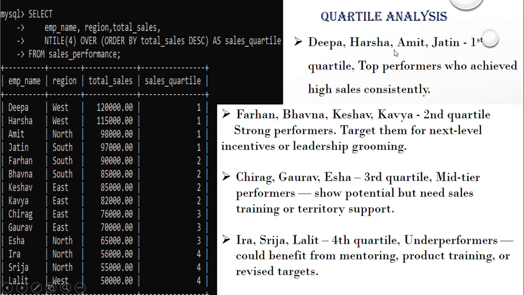So if you want to interpret, Deepa, Harsha, Amit and then Jatin are top performers because they are in the first quartile. Whereas Farhan, Bhavna, Keshav and Kavya are in the second quartile, meaning they are strong performers, but we have to target them for next level incentives or leadership grooming. And then we have the third quartile performers who are mid-tier performers, and the last are the underperformers who need mentoring. So in this way we will be able to divide the data into a number of tiles.